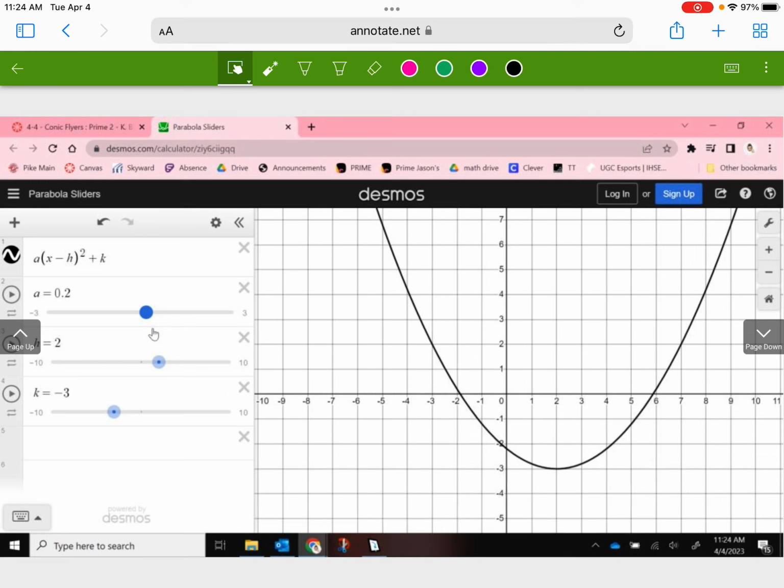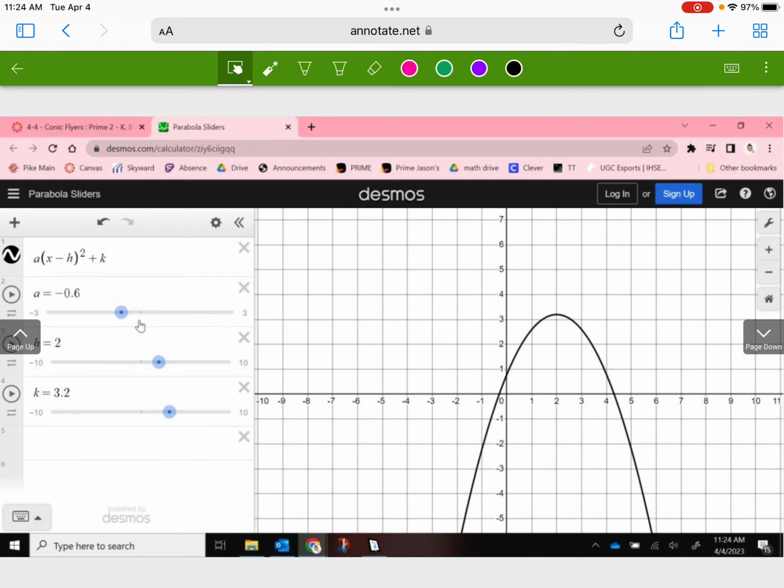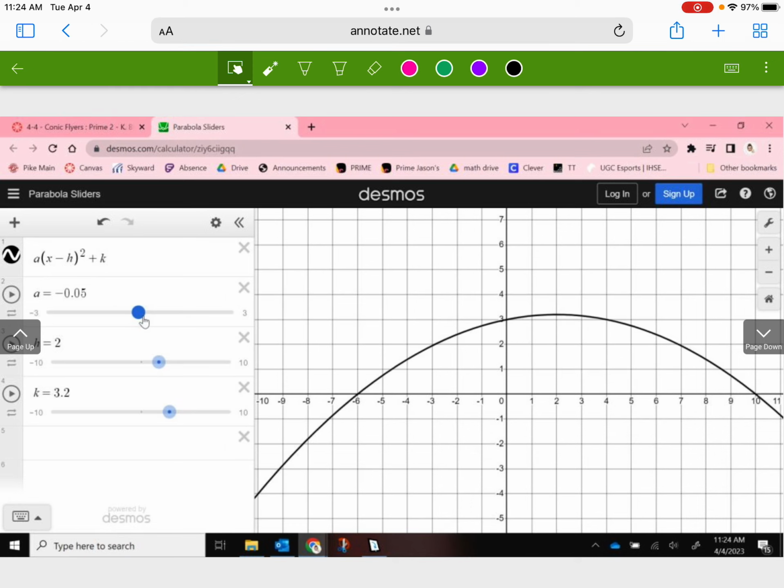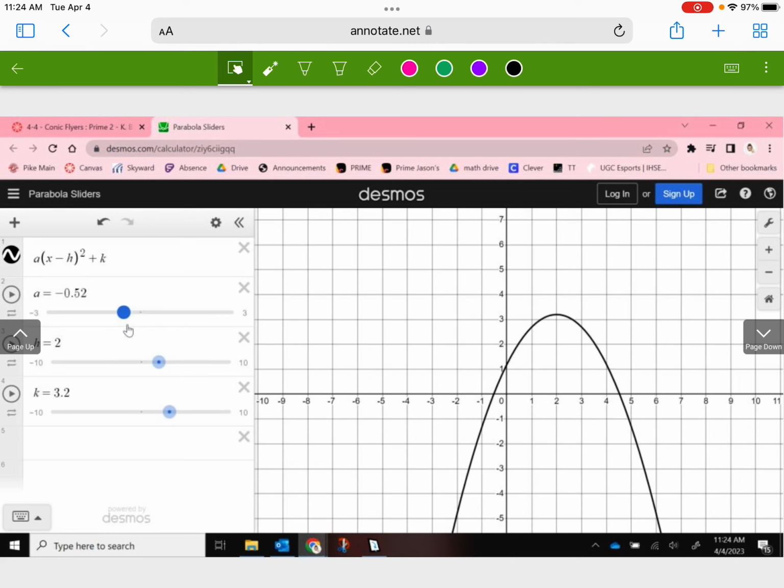What happens when it's negative? What happens when my A value is negative? It flips. We get reflected. It still does the same thing. I'm going to scooch my K so we can see better. It still does a compression if it's closer and closer to 0, or stretch if it's bigger than 1. Still does the same things. It's going tall, tall, skinny. It's just upside down now. Okay?